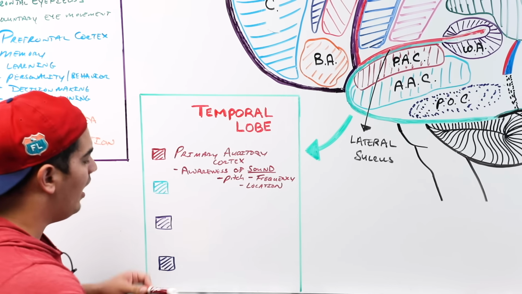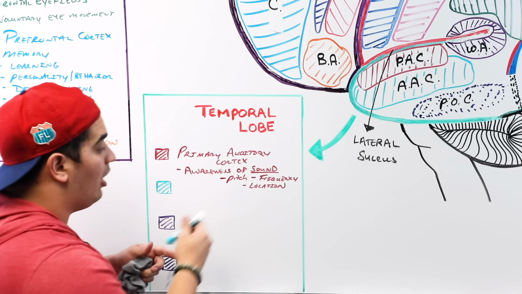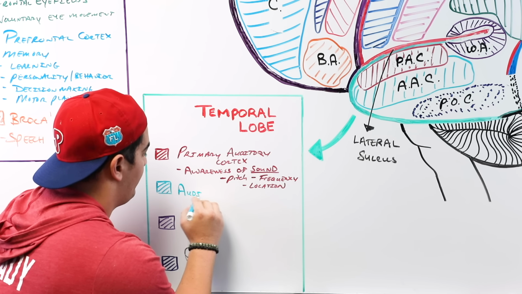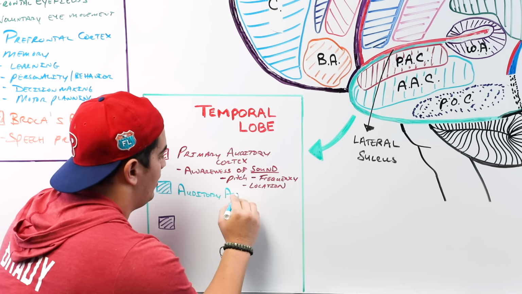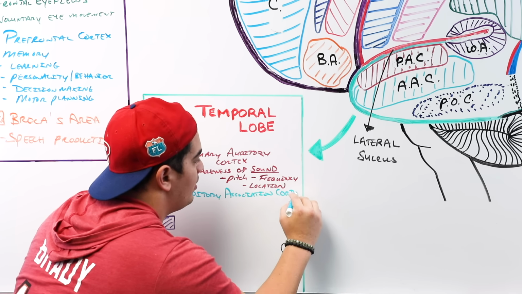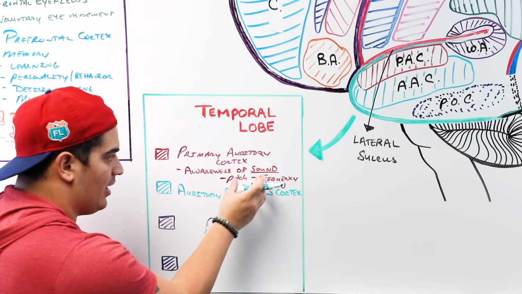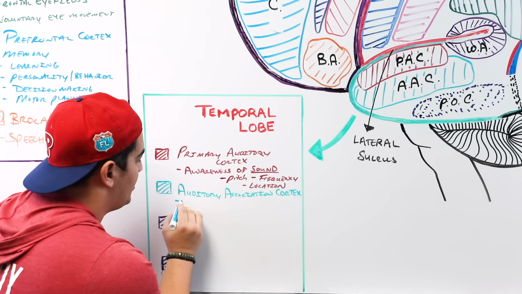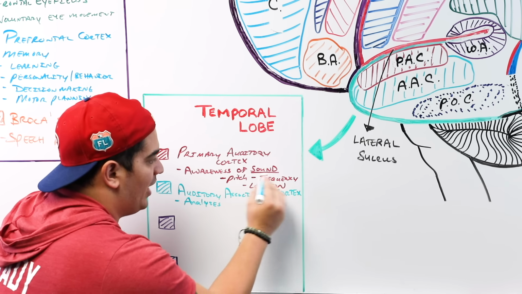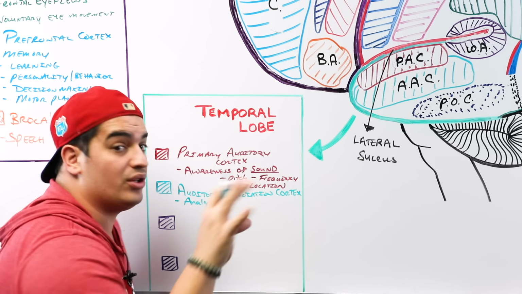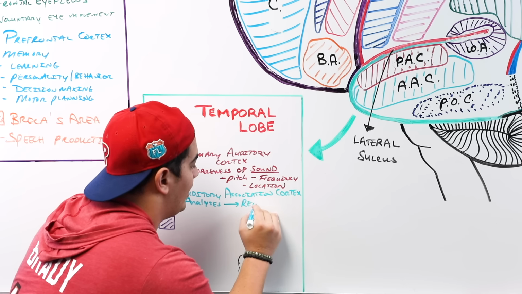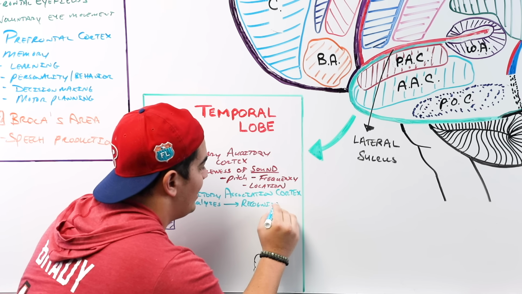Now, the other area, which we said is just below it, is called the auditory association cortex. Now, the auditory association cortex analyzes the sound, right? So one of the functions here is that it analyzes the sound, right? So it analyzes the pitch, the frequency, the location, the amplitude, the tone of it. And then after it analyzes it, it helps us to recognize the sound, what that sound is.